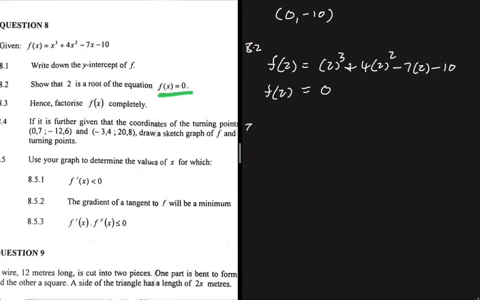Moving to 8.3. 8.3 is saying let's hence factorize f of x completely, right? So we're going to have something that looks like the following. f of x is equal to x minus 2, since we know that 2 is a root of our equation, right? So we're going to have x minus 2 multiplied by some function here, right? We're supposed to multiply x minus 2 by a quadratic function, right?